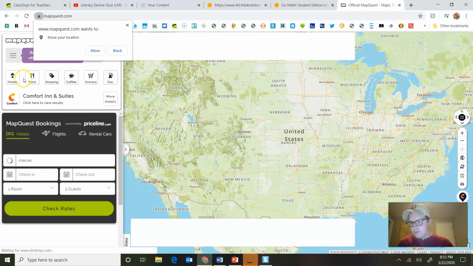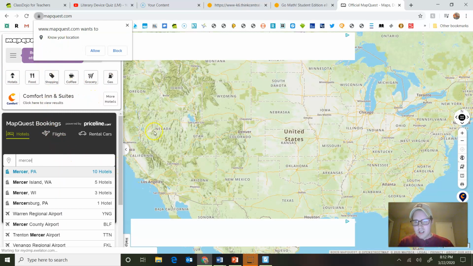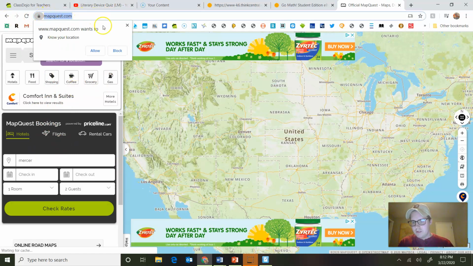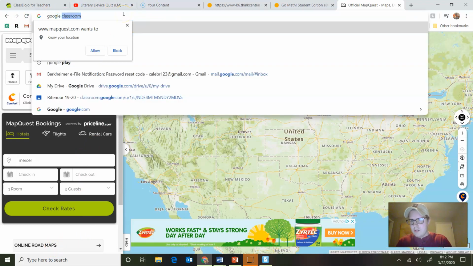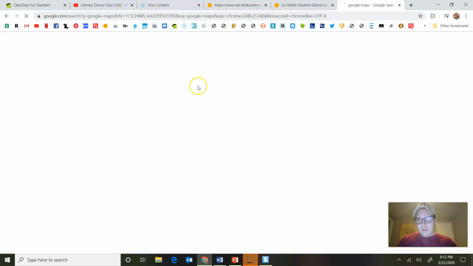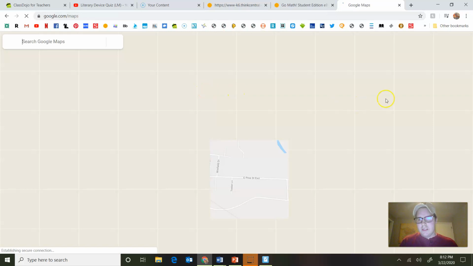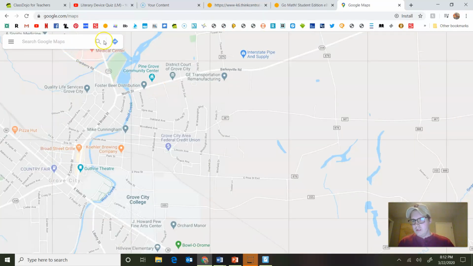Mercer. Oh gosh. This used to be so much easier. Okay. I thought I could find a map. Google Maps. Let's see. I'm just going to type in Mercer to Orlando.